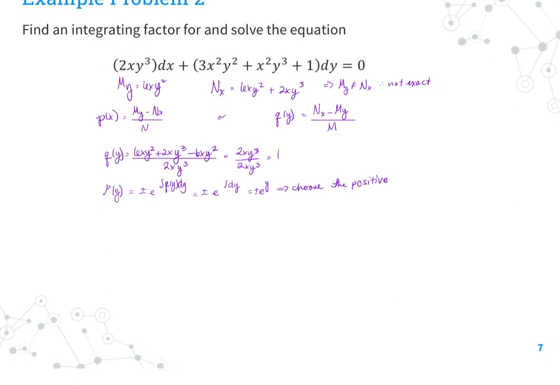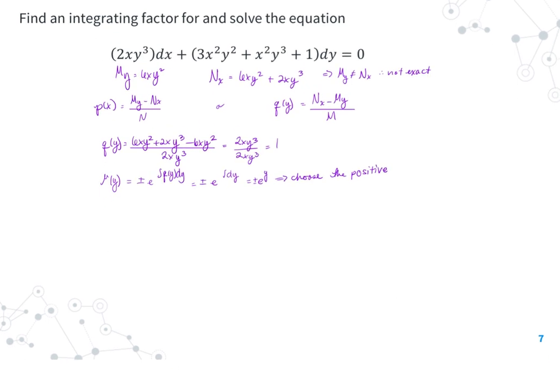We got far enough to say, indeed, our given equation is not exact. We know that we can use either p of x, which is M sub y, the partial derivative of M with respect to y, minus N sub x, the partial derivative of N with respect to x, all divided by N, is p of x. Or we can use q of y, which is N sub x, the partial of N with respect to x, minus M sub y, the partial derivative of M with respect to y, all over M.